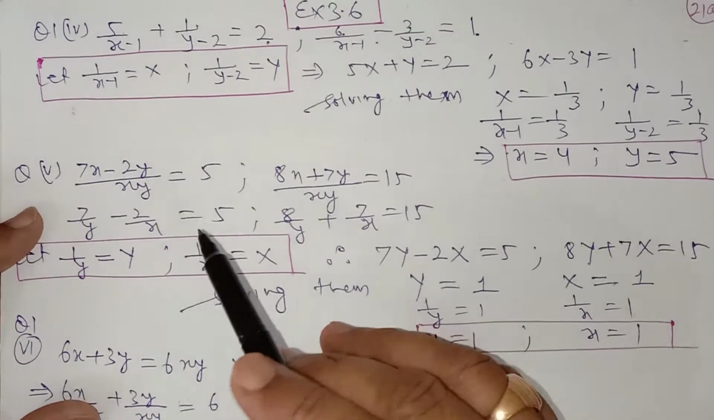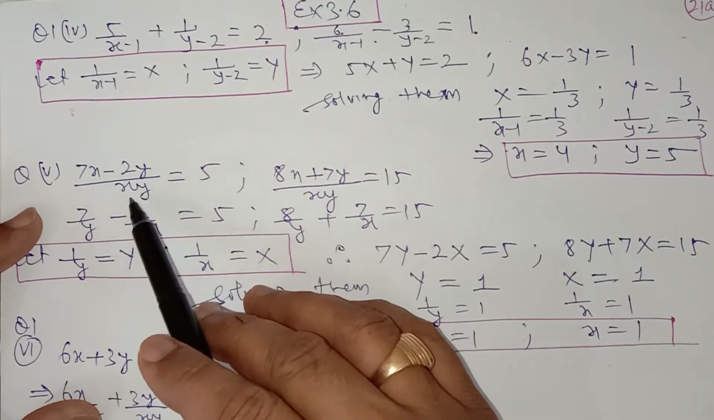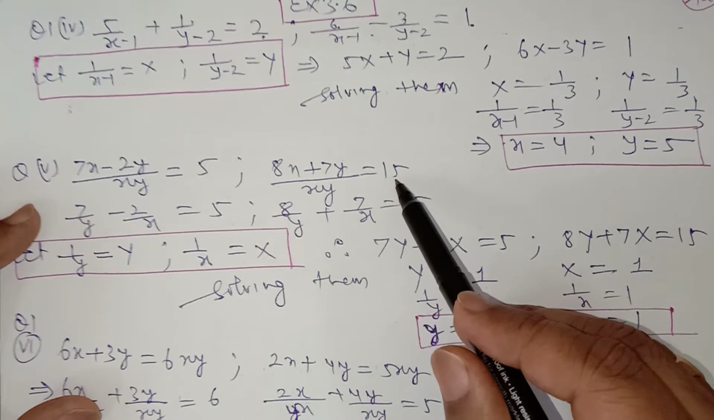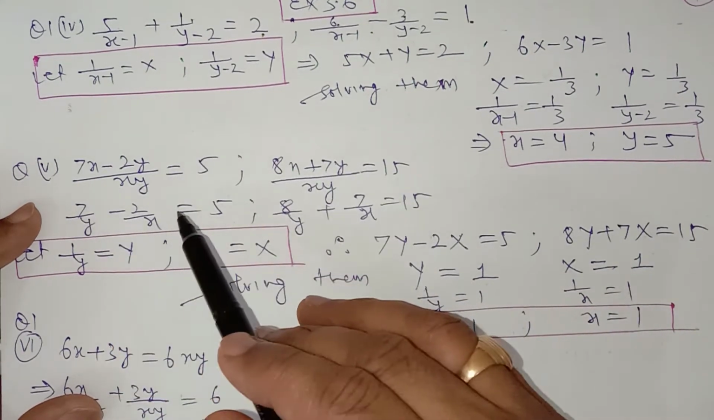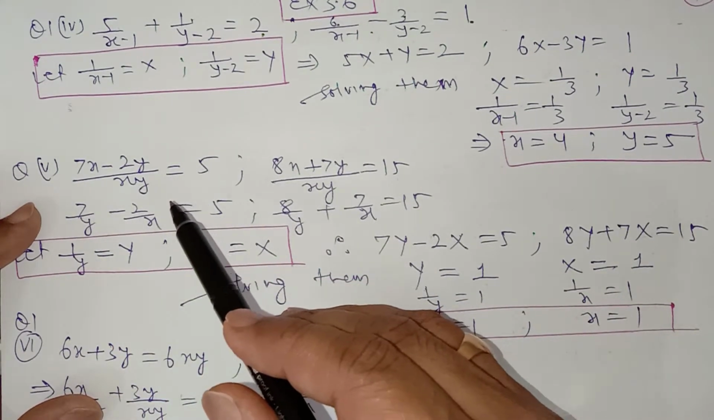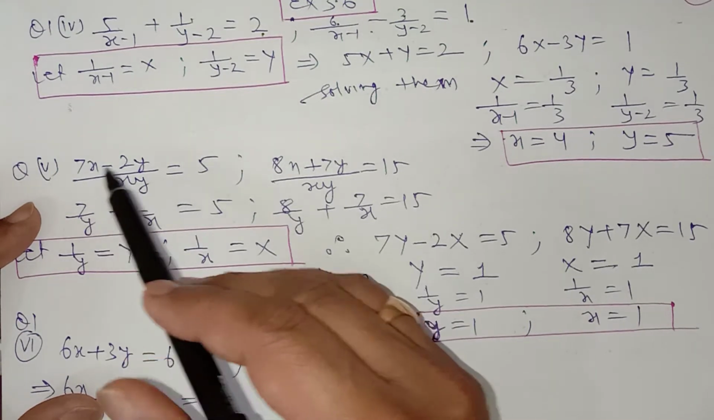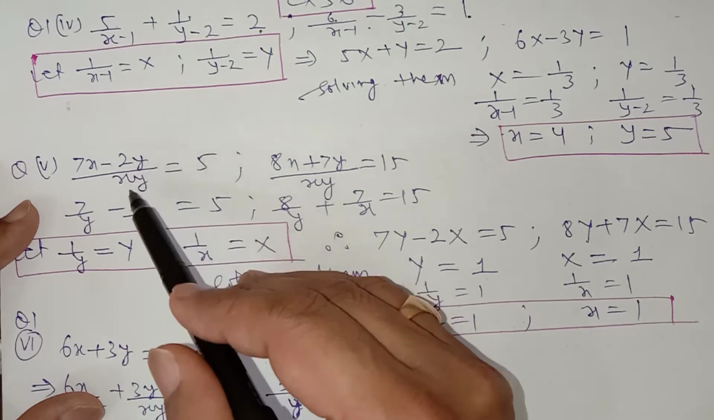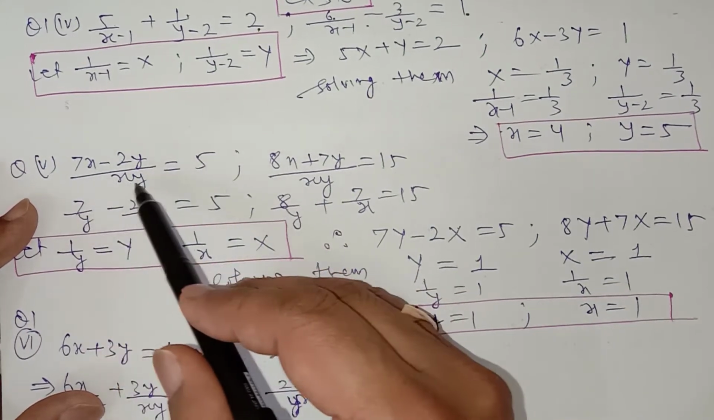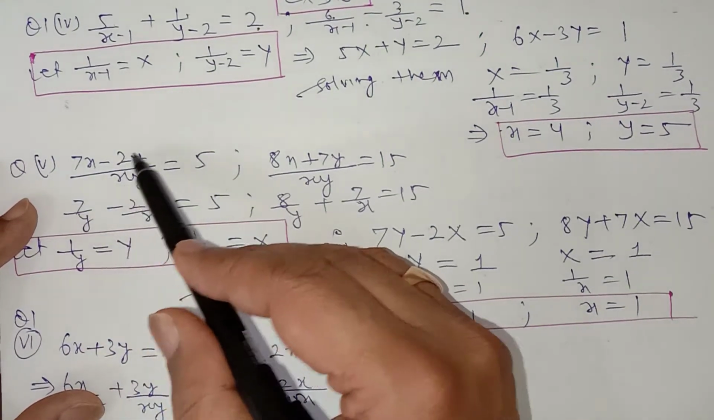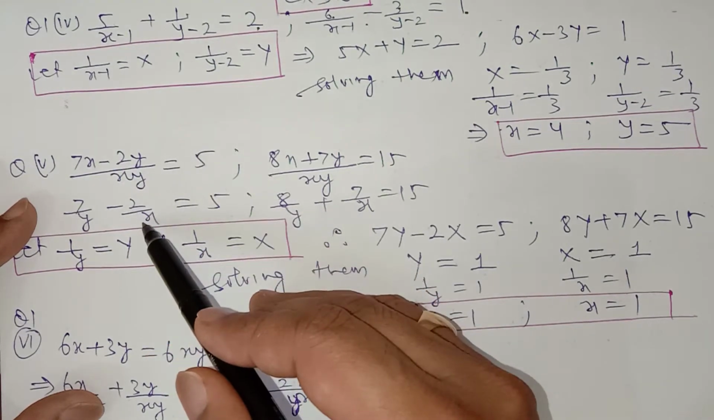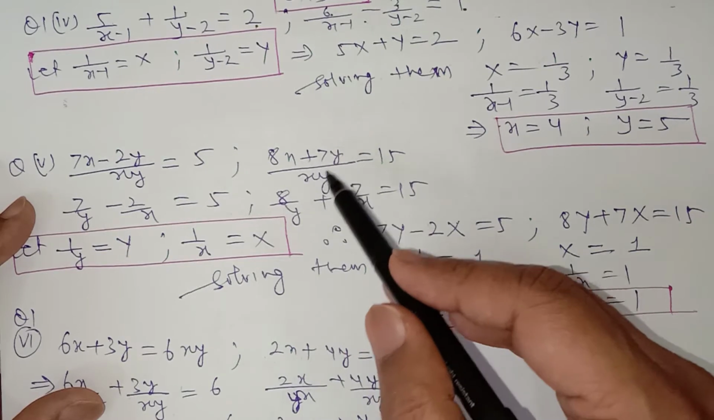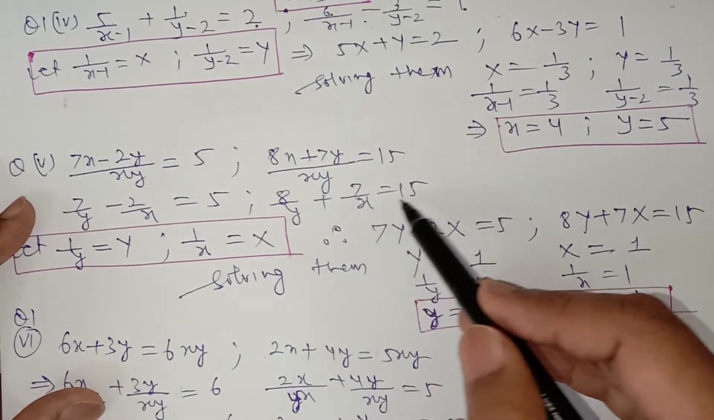Number 1: (7x minus 2y) upon xy is equal to 5, and (8x plus 7y) upon xy is equal to 15. First of all, arrange it into the standard form of a linear equation in two variables. You can break this equation like this: 7x upon xy minus 2y upon xy is equal to 5. So 7x upon xy will be equal to 7 upon y, and 2y upon xy will be equal to 2 upon x. Similarly, 8x upon xy will be equal to 8 upon y, and 7y upon xy will be equal to 7 upon x, equal to 15.